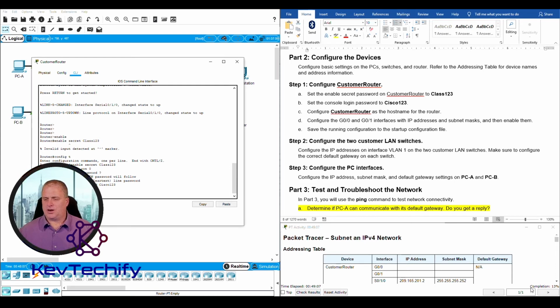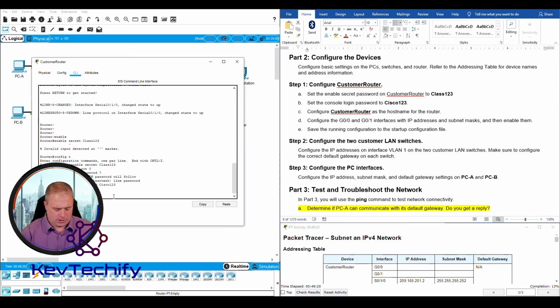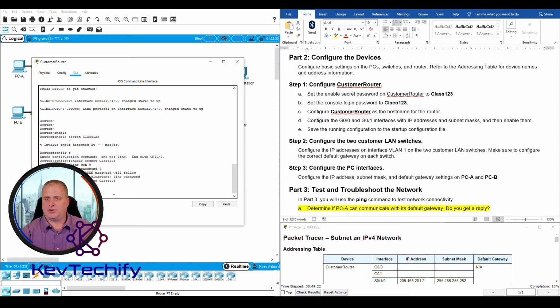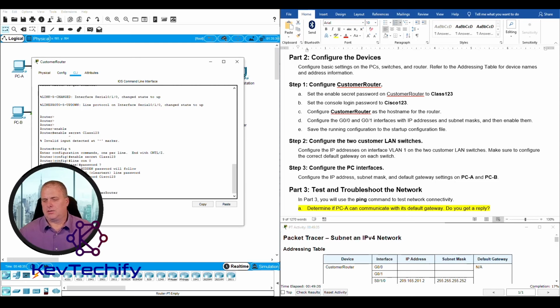And notice right now our completion is going up. Right here, we're up to 13%. Configure the customer router as the host name for the router. Hostname, I like tab completion, that's what I hit right there. Customer router. Once again, completion went up from 13 to 17%. Our name changed there successfully.